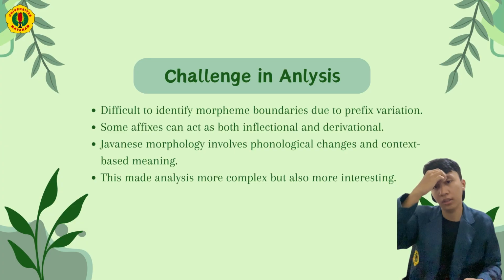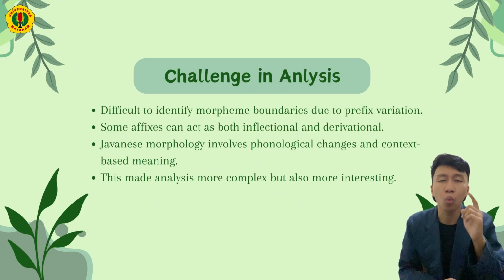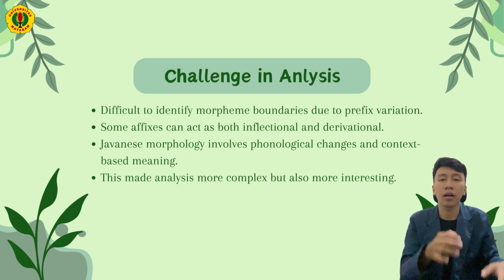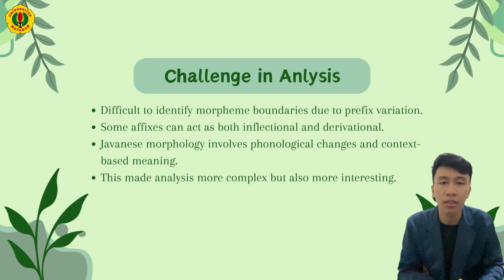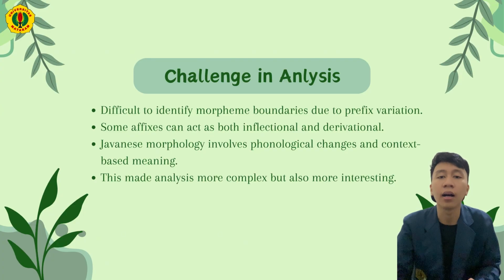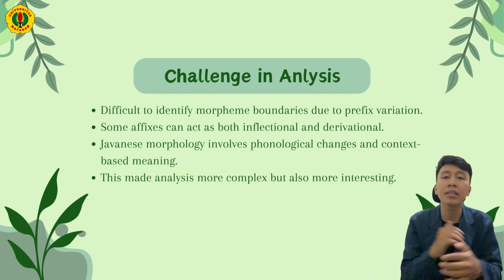First, it was sometimes difficult to identify where one morpheme began and another ended, because Javanese prefixes often change their shape depending on the sounds of the base word. For example, ang becomes ny before certain consonants, and sometimes it even merges completely with the root.